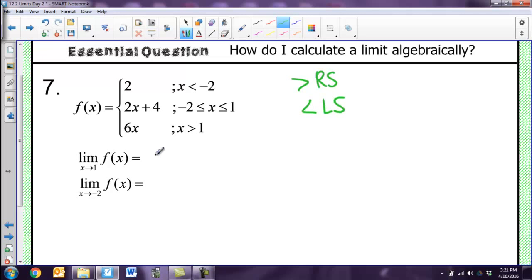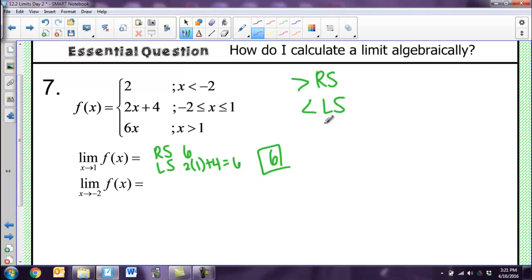So if I'm looking for my right side, I want to go to the greater than one, and I know 6 times 1 is 6. So that would be what my function is approaching from the right side. Left side, I'm going to go into my less than, and I would have 2 times 1 plus 4, which is also 6. And so if my function is approaching the same value from the left and the right side, I know that my limit is equal to that number. So that would be 6.